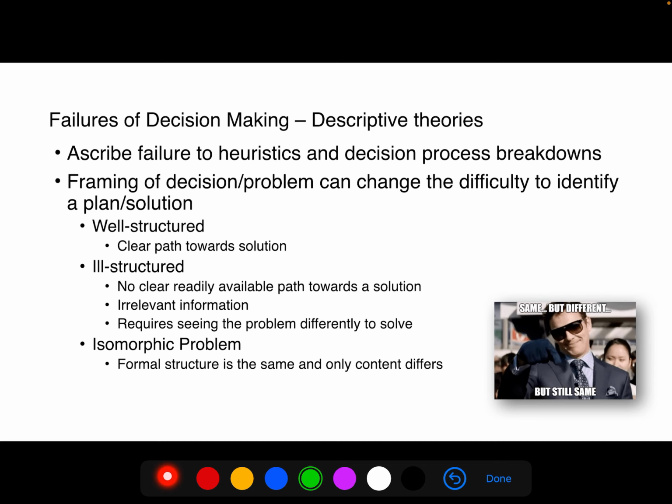So this is also, I see this as a validity versus soundness aspect, but the formal structure of the problem is the same, but the content differs. And that can also be an aspect that drives it down.